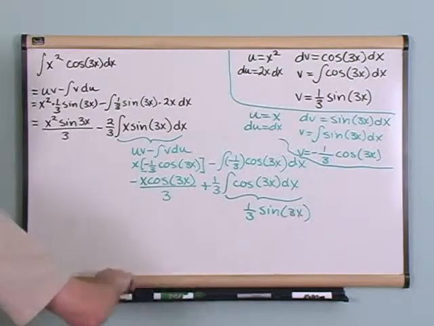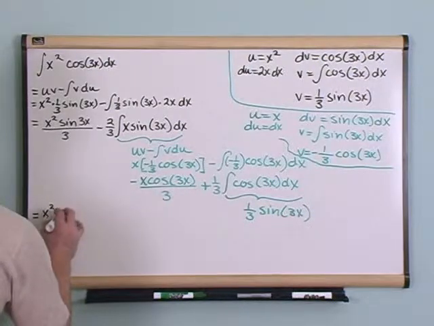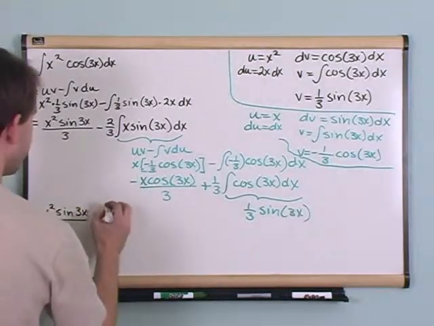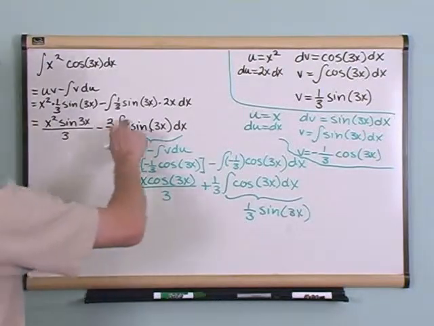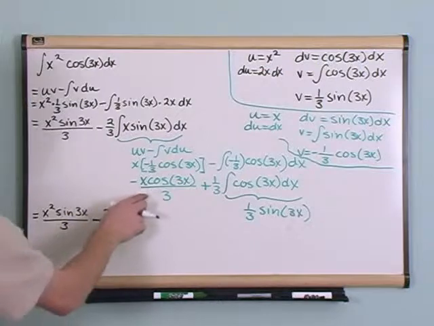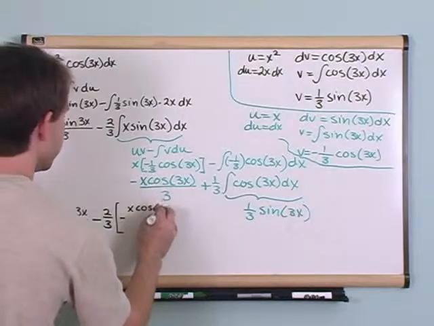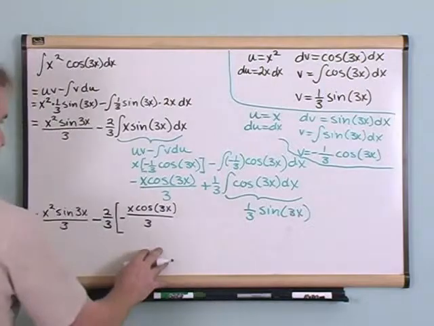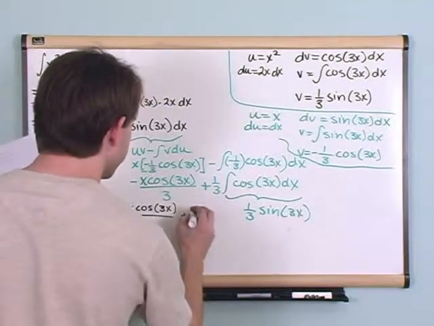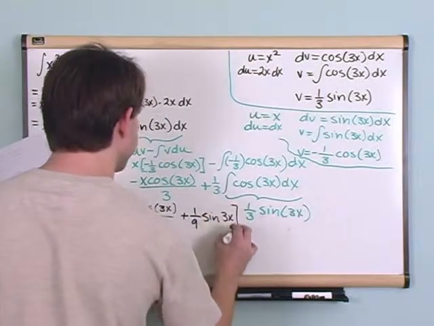So I'm going to switch colors again, and we're going to say the answer is going to be equal to x squared times the sine of 3x over 3, that's this term, minus, you've got this 2/3 hanging out here, don't forget, and the 2/3 is multiplied by this integration, which is everything else. So you've got to put a big bracket here, because everything else that followed was multiplied by 2/3. Inside here, I've got negative x times cosine of 3x over 3, plus, now I have 1/3 times the result of this, which was this. So 1/3 times 1/3 is 1/9. And then the answer here was just the sine of 3x.